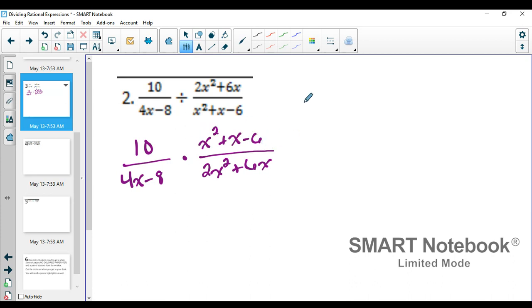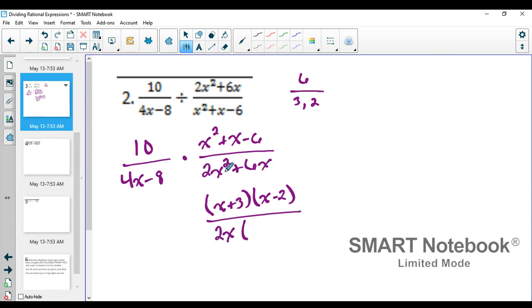So we're going to factor this. So the factors of 6 that get us 1 are 3 and 2. So this numerator becomes x plus 3 and x minus 2. The denominator of this one has a common factor. So 2x squared and 6x have a common factor of 2x. So 2x squared divided by 2x is x. 6x divided by 2x is 3. And then the 10 is going to stay 10.